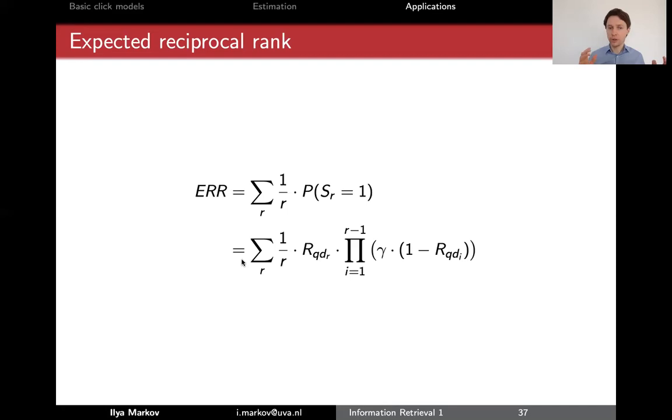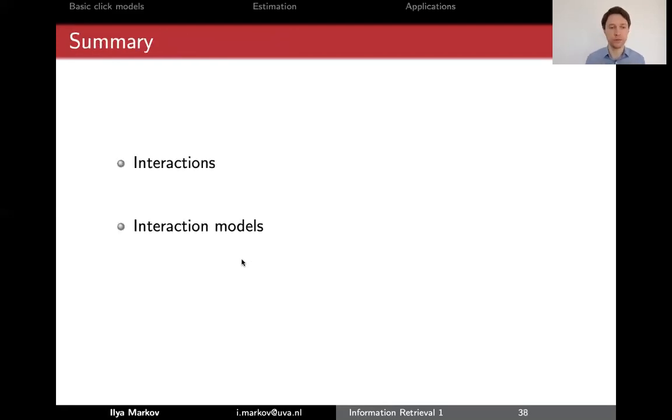That's how you derive an offline metric from a user model. I hope that was interesting for you.